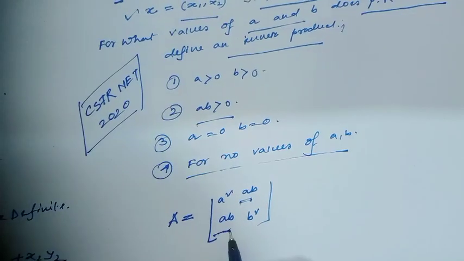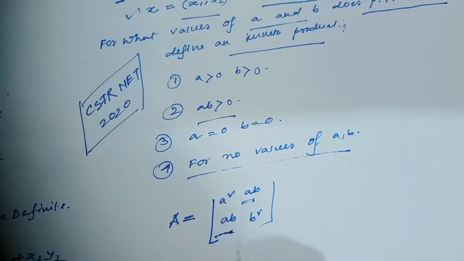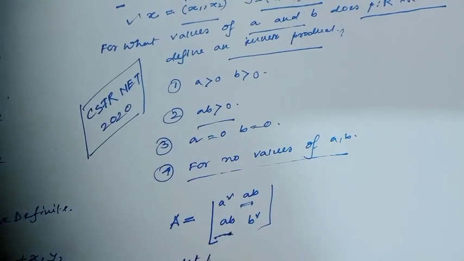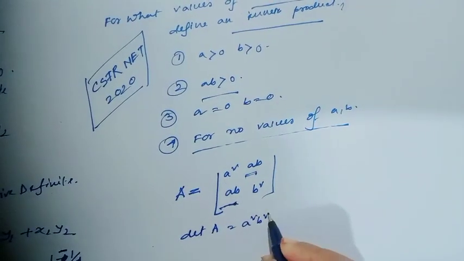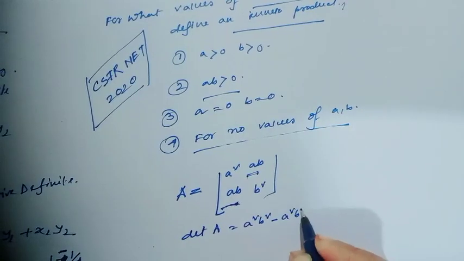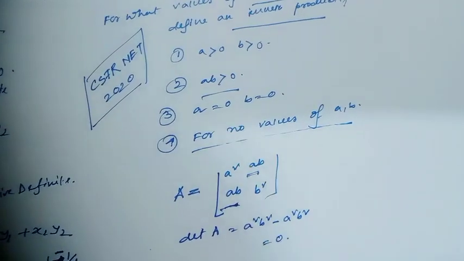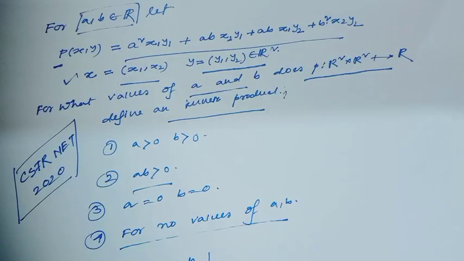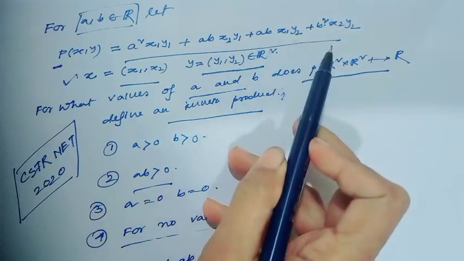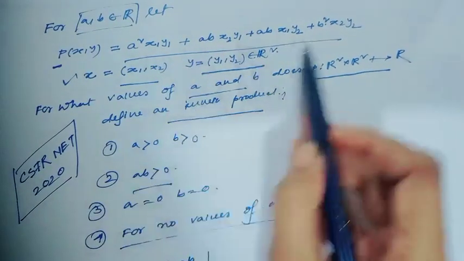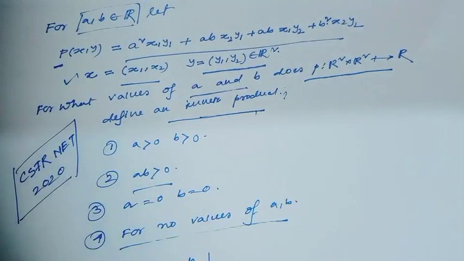Here AB and here AB. Then obviously the determinant of this matrix would be a square b square minus a square b square, which is obviously equal to 0. This question and the previous question are actually similar. Here the question is, for which values of a and b will this quadratic form be an inner product?